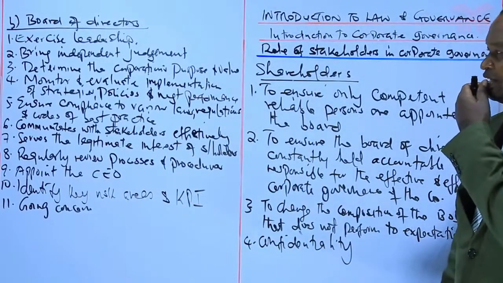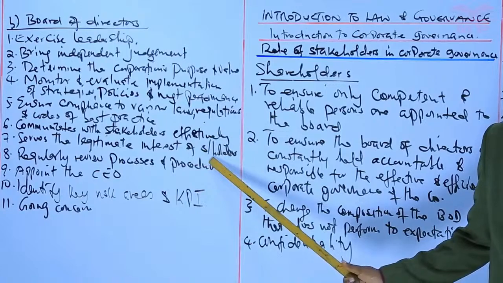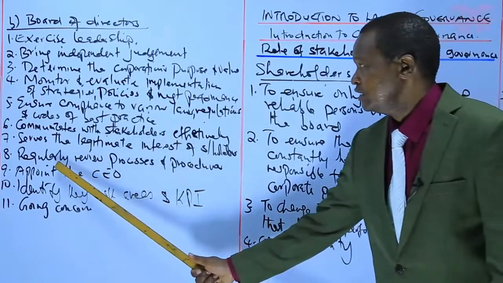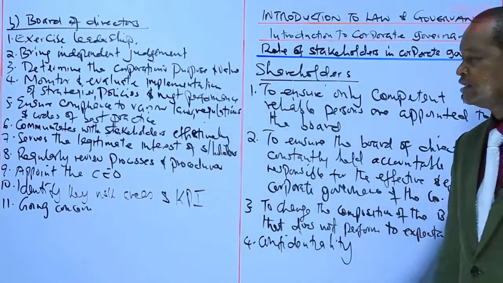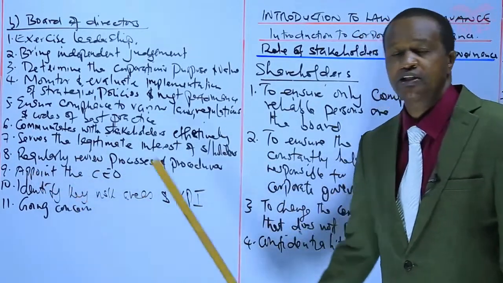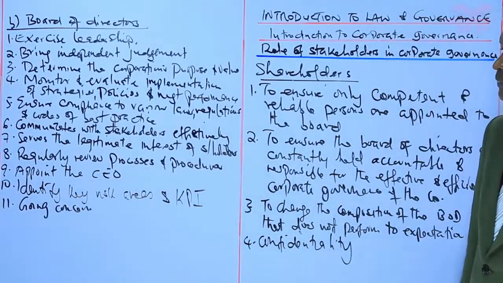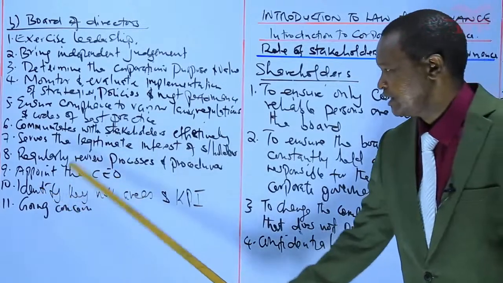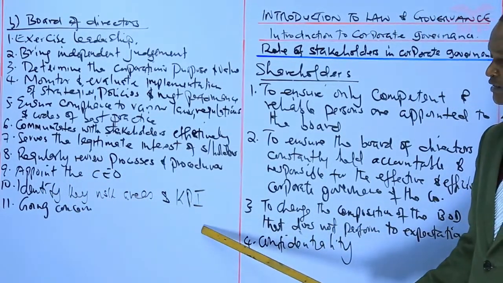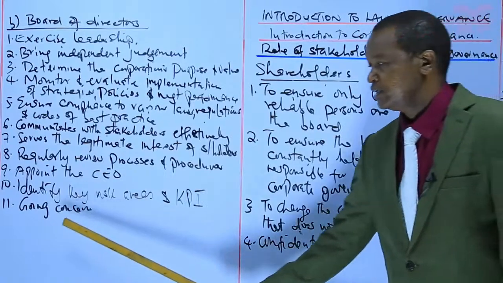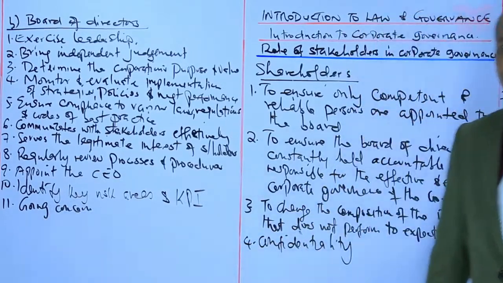Number 7, they serve the legitimate interest of the shareholders. Number 8, they regularly review processes and procedures. They also have a role to appoint the chief executive officer. And number 10, they identify key risk areas and key performance indicators. Then there is a role in relation to going concern.